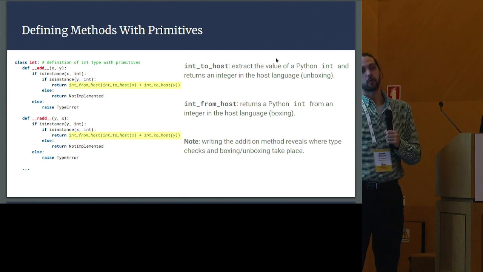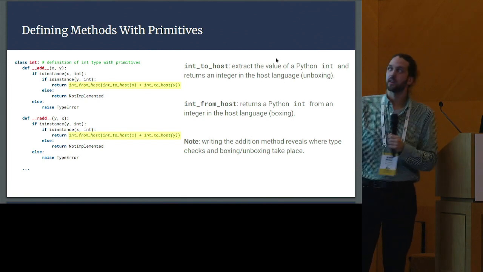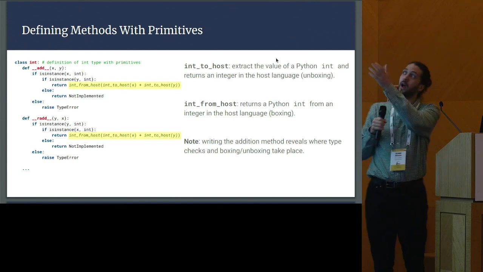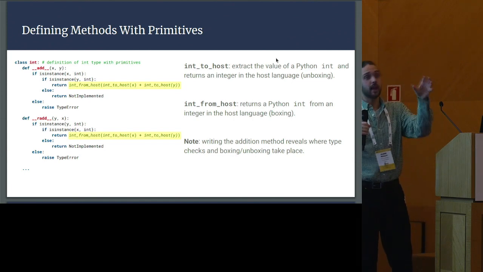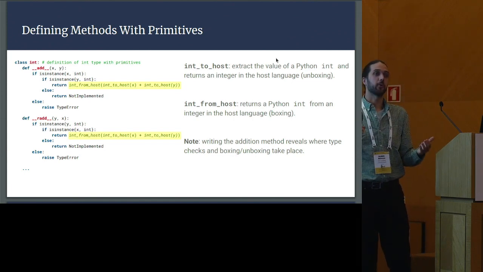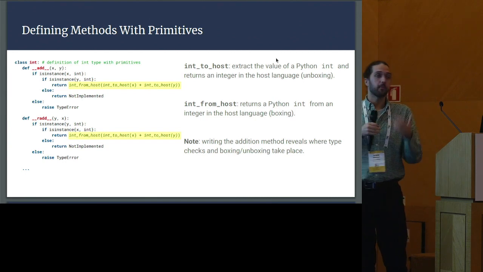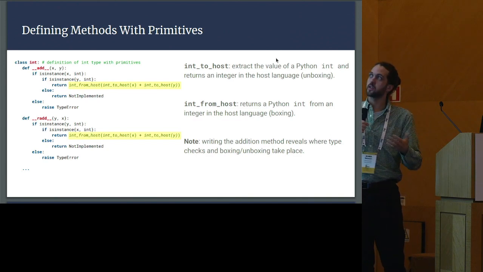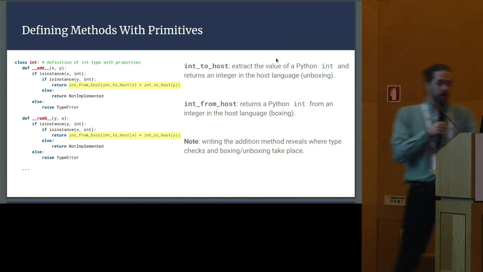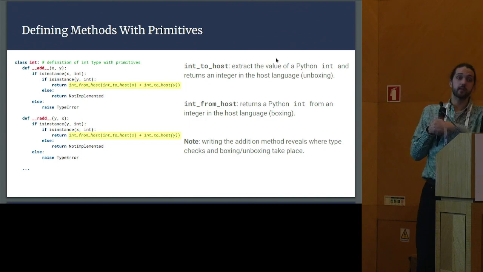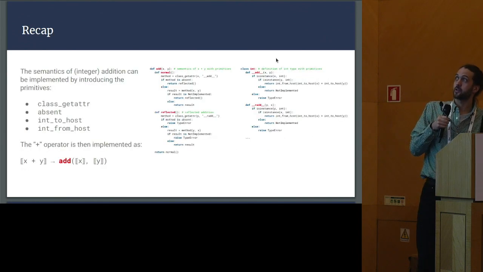It takes a host value and boxes it into a Python integer. And so the add method takes x and y, checks that they are both integers, then unboxes them and adds them in the host language. For example, we add machine integers and then box them back to Python. And this here is the semantics of Python addition of integers.